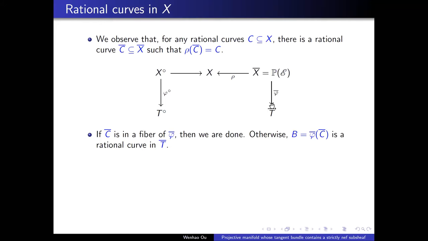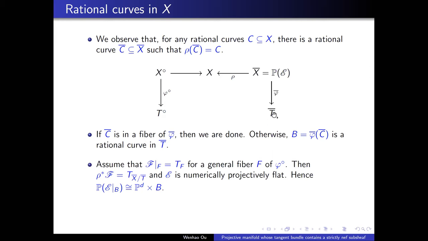If it is not in the fiber, then its image is a curve. Of course, the image of a rational curve, which is again a curve, will be a rational curve again. So B is a rational curve in T bar. As I mentioned earlier, I assume this case. So if we are in this case, then this rho star F is equal to the relative tangent totally. And by the theorem, this E is numerically projectively flat. Now you restrict this numerically projectively flat bundle to a rational curve. It just means that your restriction is isomorphic to the trivial family of rational curves. Of course, to be precise, you need to replace B by the normalization of B, but by abuse of notation, I use B as well.